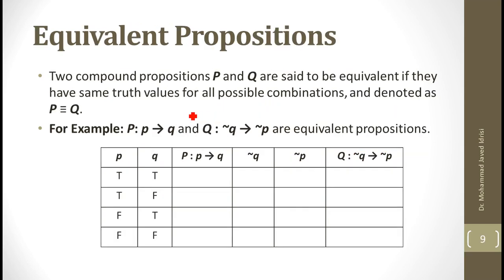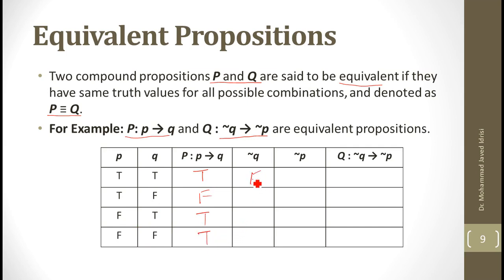Any two compound propositions P and Q are said to be equivalent if they have the same truth values for all possible combinations, and they are denoted as P equivalent to Q. For example, P implies Q and negation of Q implies negation of P are equivalent propositions. Let us prove it. P implies Q: true implies true is true, true implies false is false, false implies true is true, false implies false is again true.